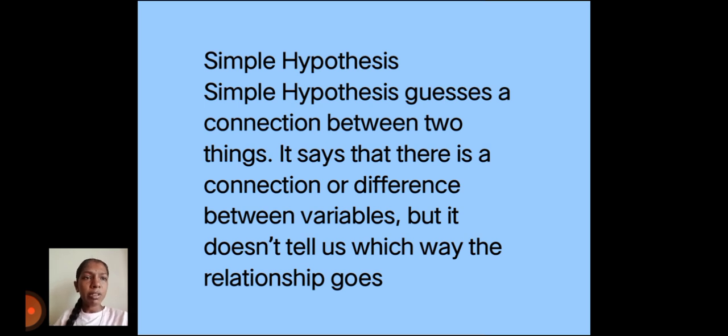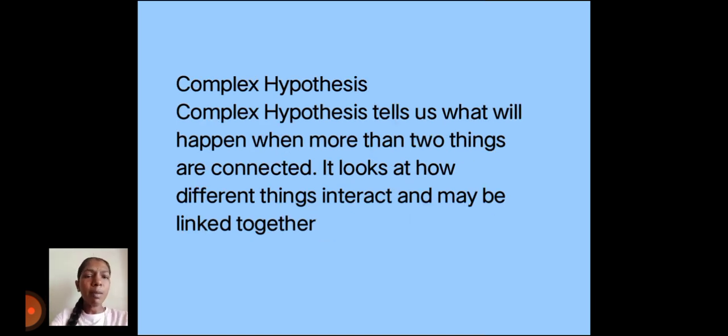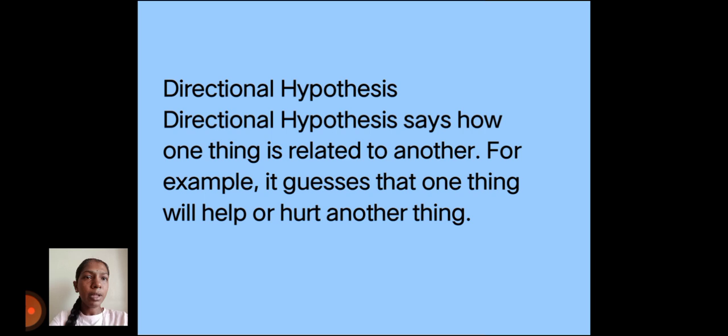Simple hypothesis guesses a connection between two things. It says that there is a connection or difference between variables, but it does not tell us which way the relationship goes. And the next type of hypothesis is complex hypothesis. In this, we are told what will happen when more than two things are connected. It looks at how different things interact and may be linked together.